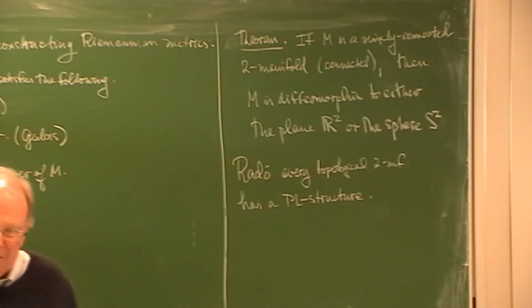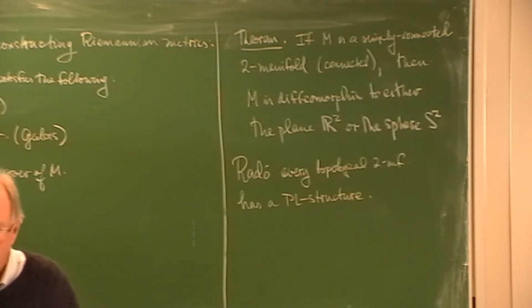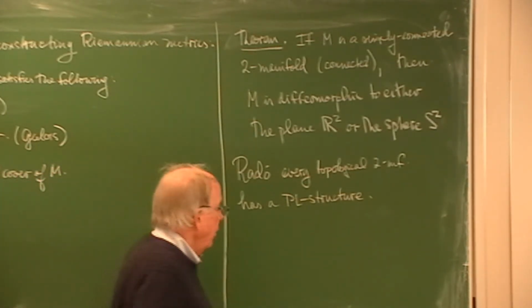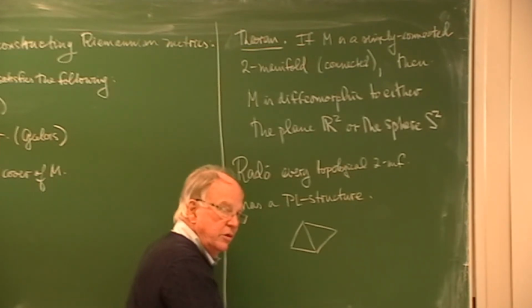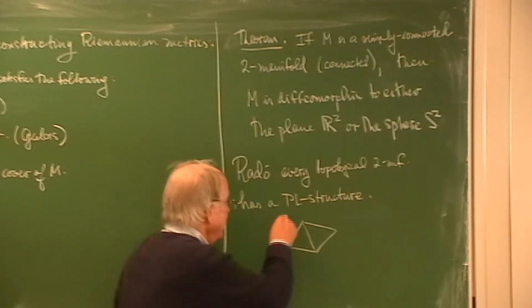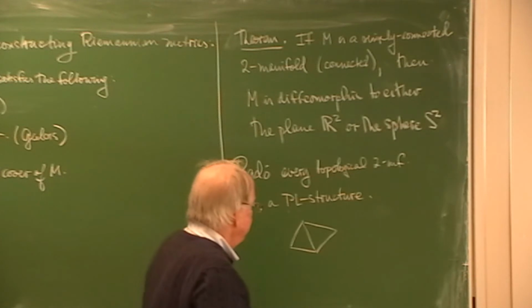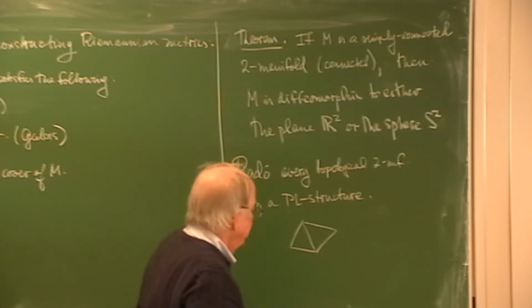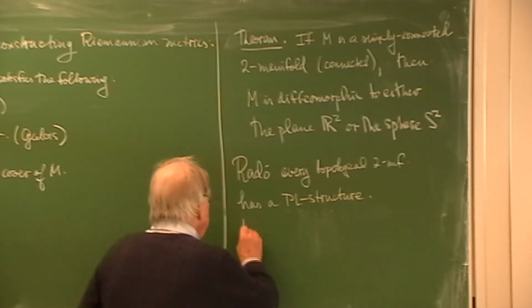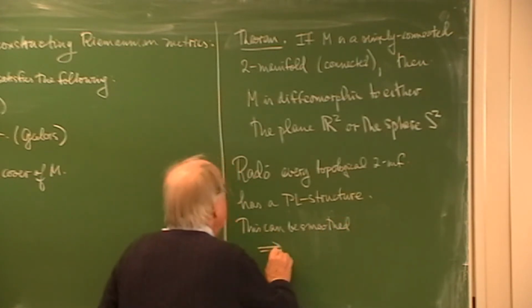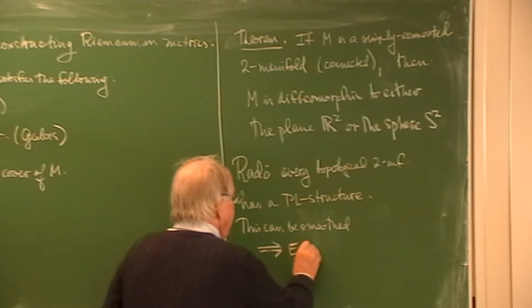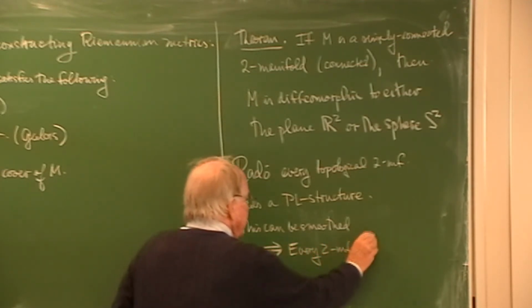PL means it's triangulated, really pieced together out of triangles. Locally finite and so on. You can define that easily. PL means piecewise linear, so you can really make a puzzle of triangles, a piecewise linear puzzle. And of course, you can smooth this. So this can be smooth. And this implies, if you look at it for a minute, that every two manifold in the above sense has a unique smooth structure.